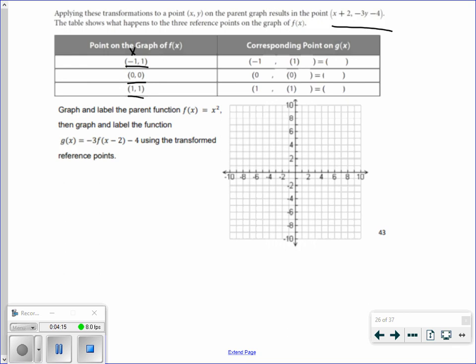This will be our x and our y, each one. You plug our x's and our y's into our transformation rule, and that's going to give us our new transform points. So our transformation rule is x plus 2. So x plus 2, in this case, our x is negative 1. We're adding 2 to it.